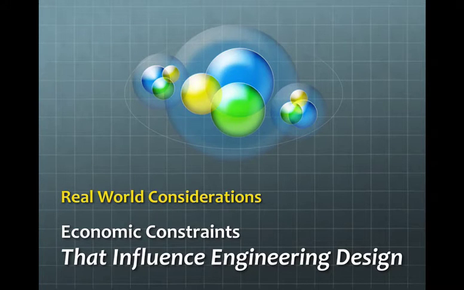Like other constraints in this series on real-world considerations in engineering design, economic constraints differ from economic consequences in that they must be considered and integrated into the design solution. Price and cost simply cannot be ignored at any stage in the engineering design process.